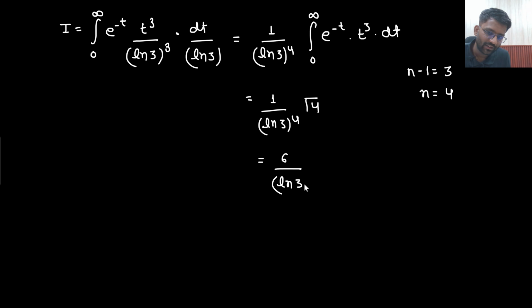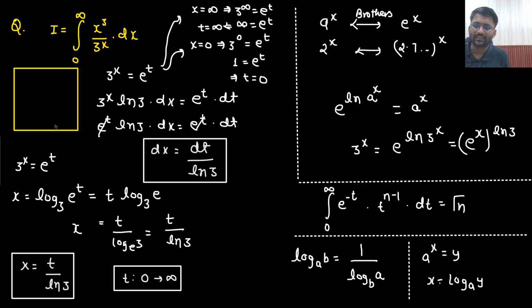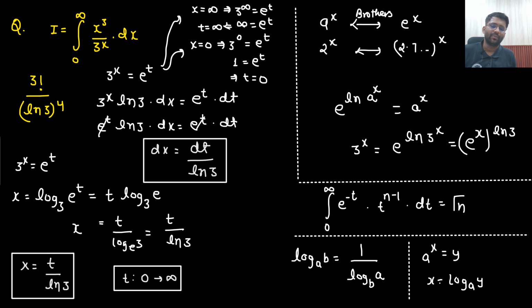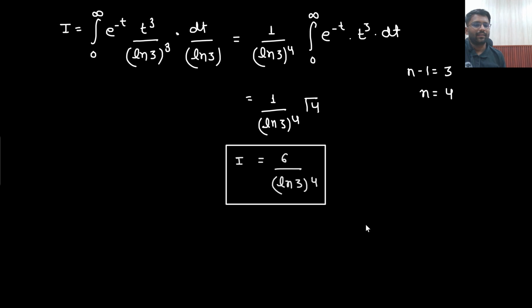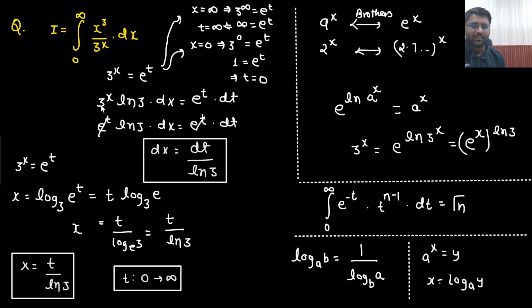So 6 divided by ln 3 to the power 4 is the answer. This is the answer of I. Hopefully this is the answer: 6 divided by ln 3 to the power 4. Is that clear? Completely clear? Understandable? So this is the answer.